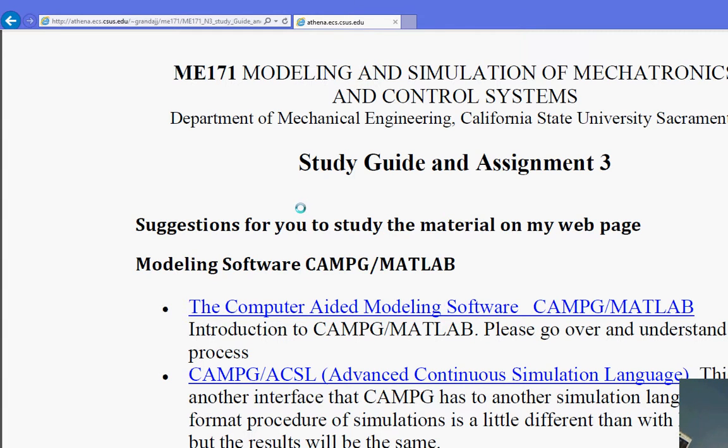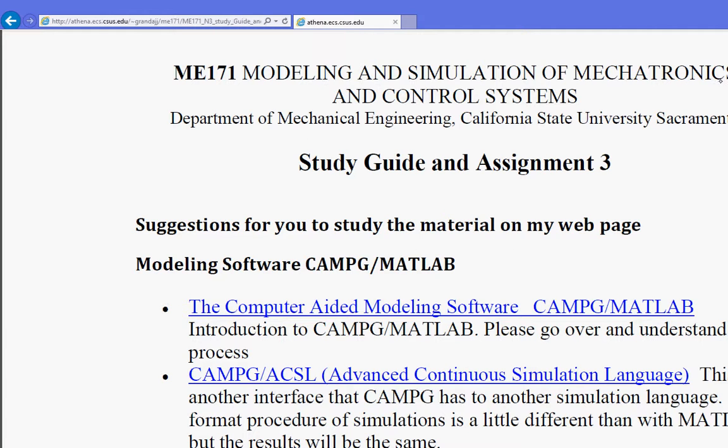What I call study guide number 3 is going to give you guidance to the links in the web page. I'm going to give you a short explanation about that. And we are going to look at the assignment, which in this case would be the first computer simulation, putting together an entire system, in this case a mechanical system. So let me disappear from here and continue with the presentation.